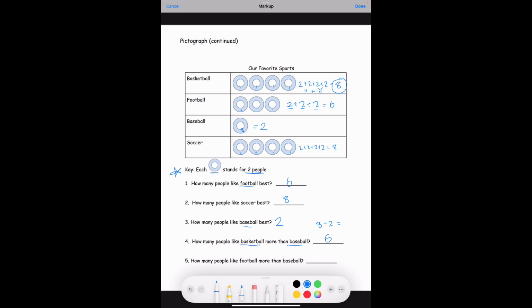Number 5. How many people like football more than baseball? Let's look at football was 6. So 6. And baseball, once again, was 2. So 6 minus 2 equals 4. So 4 more people like football than baseball.